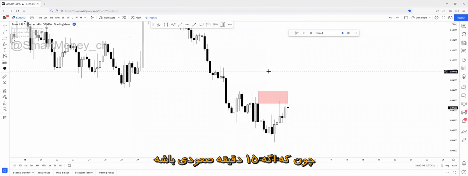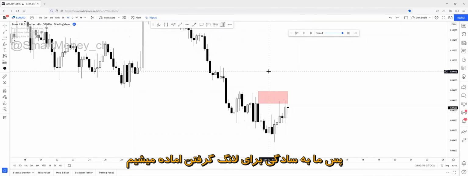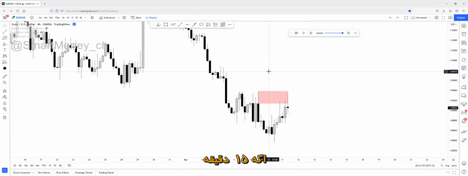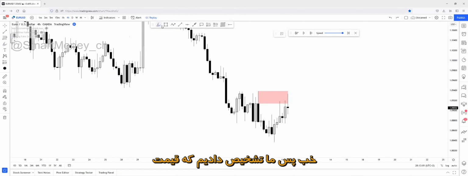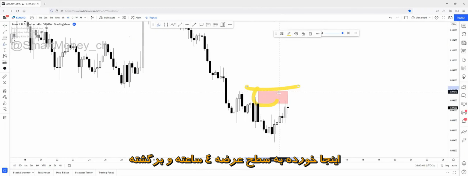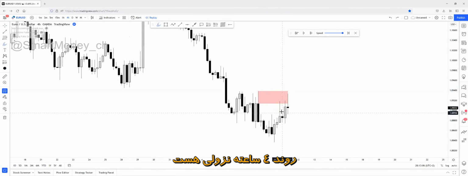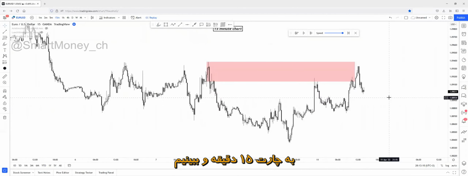Because if the 15-minute is bullish, then we'll simply aim for long opportunities. If the 15-minute is bearish, we'll simply aim for short opportunities. So we just identified that price has stepped into a 4-hour supply zone right here and reversed on it. So, knowing that the 4-hour is bearish, okay, let's take a look at the 15-minute chart.